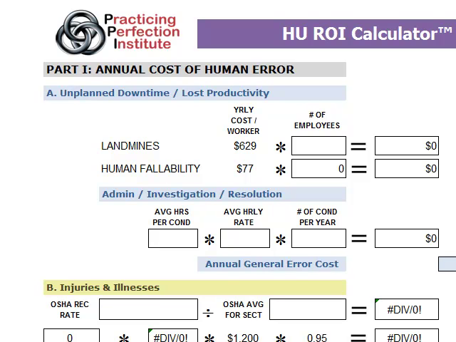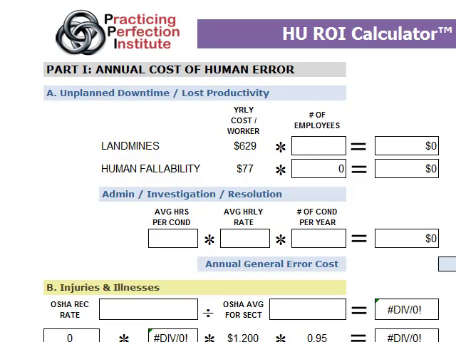Now, as you can see, we have a couple of lines here. We have landmines, which, as you know, in the world of practicing perfection, are the things that set people up to make mistakes. And then we have human fallibility, which is the other side of the equation. If you look at practicing perfection precept number 2, 84 to 94% of all human error can be directly attributed to process, programmatic, or organizational issues. Well, those issues are what we call landmines.